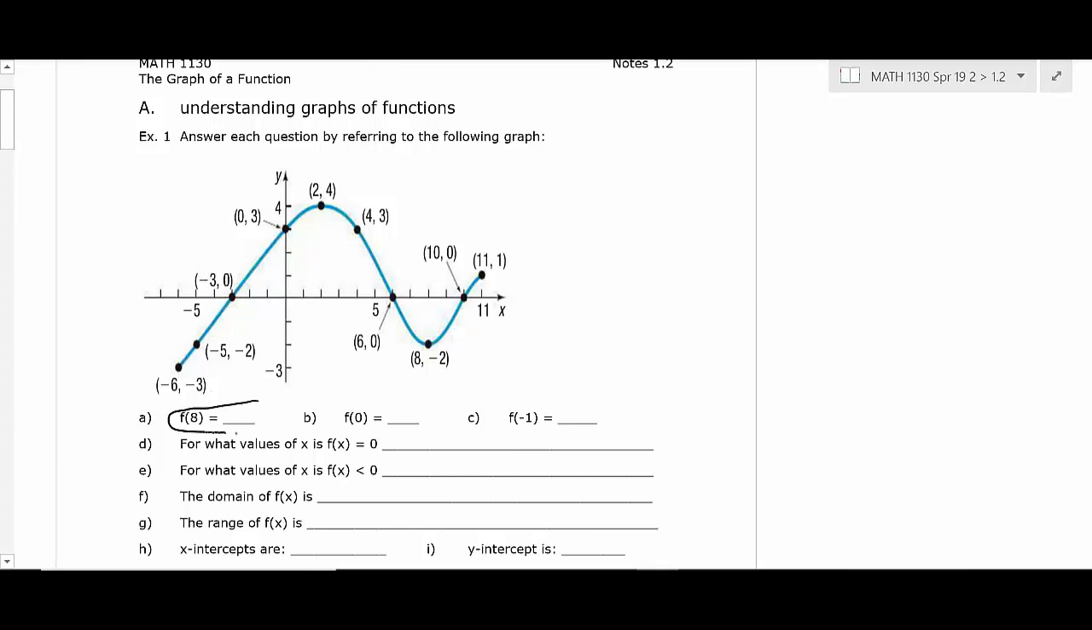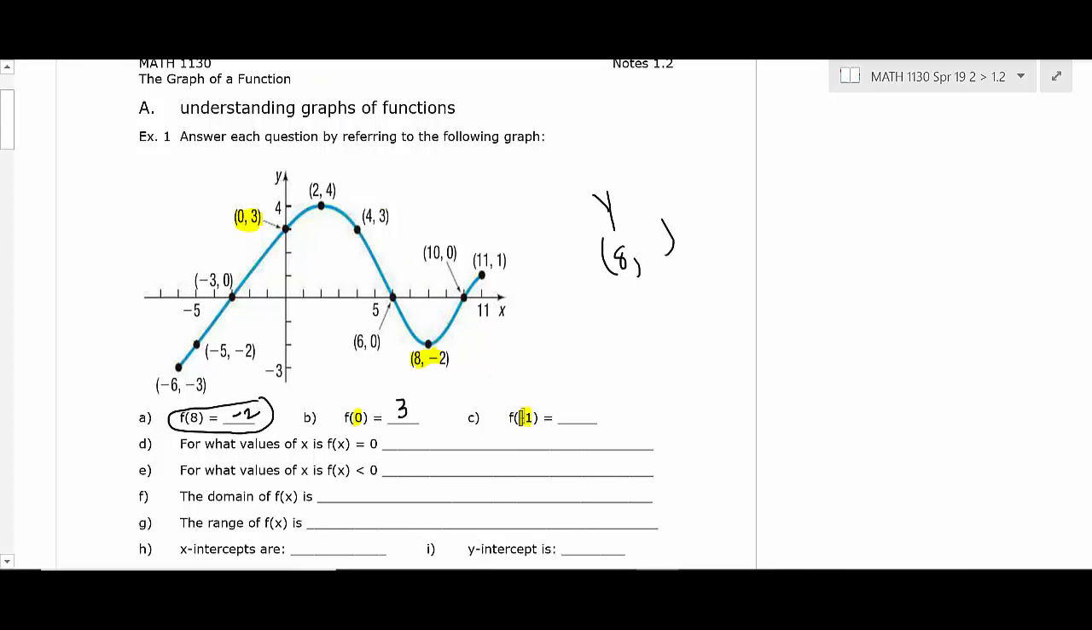So if I ask for f of 8, what am I asking for? Y. Thank you. I'm asking for the y value when x is 8. So if x is 8, then you're looking at this point right here, and the y value would just be -2. Same thing on the next one: you're looking for the point when x is 0. So what's the answer? 3. And so forth. That's the terminology that you want to make sure you know.